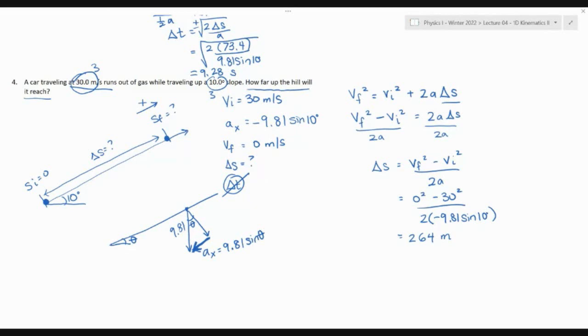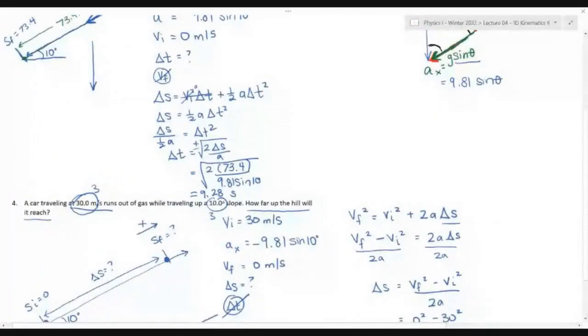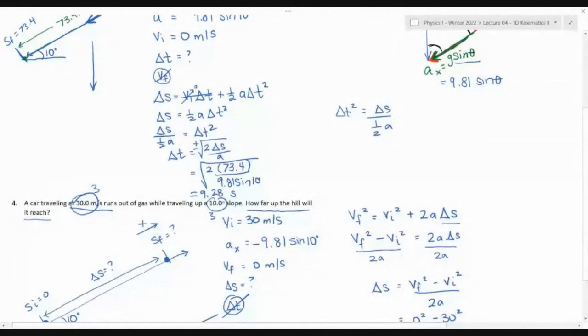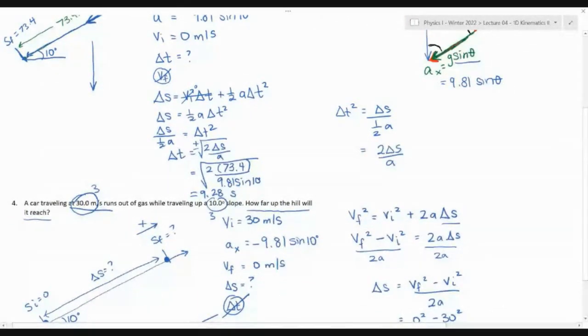Okay. For question 3, why did we multiply delta S by 2? So we were here in question 3. I'm going to do that on the side, sorry. Delta T squared equals delta S divided by 1/2 A. You can just leave it like that, but all that I did was I changed that to be 2 delta S over A. Those are equivalent to each other. So you could leave it as 1/2 on the bottom, or you can put the 2 on the top. It's the same thing. Hopefully that's clear.